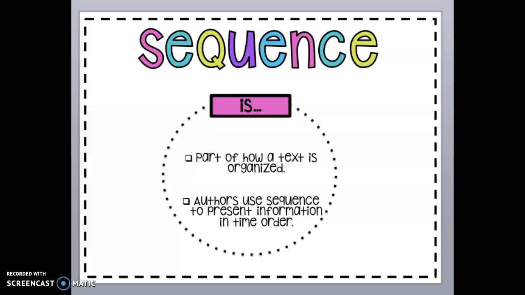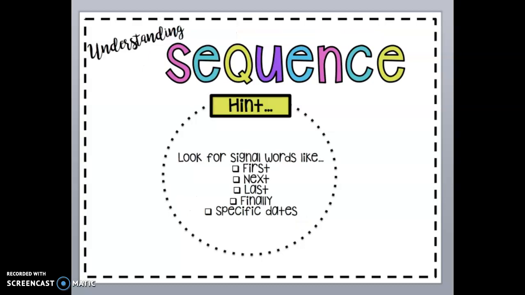Now, in a text, authors use sequence to present information in time order. So they tell what happened first, second, just like I mentioned before. Kind of like your life, right? You would tell your life in order. You would probably start with your birthday and maybe list some things that happened all the way up until today.